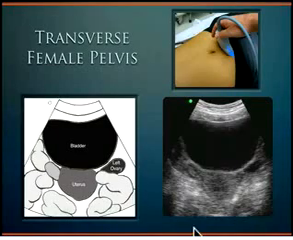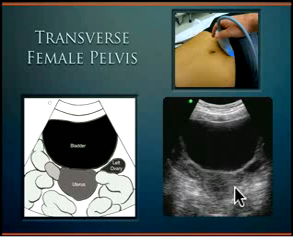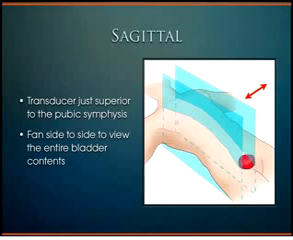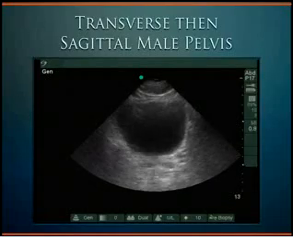Now, as we can see here, in this female with this very full bladder, we're looking posterior to the bladder. This is where the uterus is located. We can even make out a cystic structure on her left ovary here. But again, the uterus is posterior to the full bladder in the transverse plane. Now, when we switch to the sagittal plane, we aim that indicator towards the patient's head, and we're going to be fanning side to side in this case in order to see the entire bladder contents.